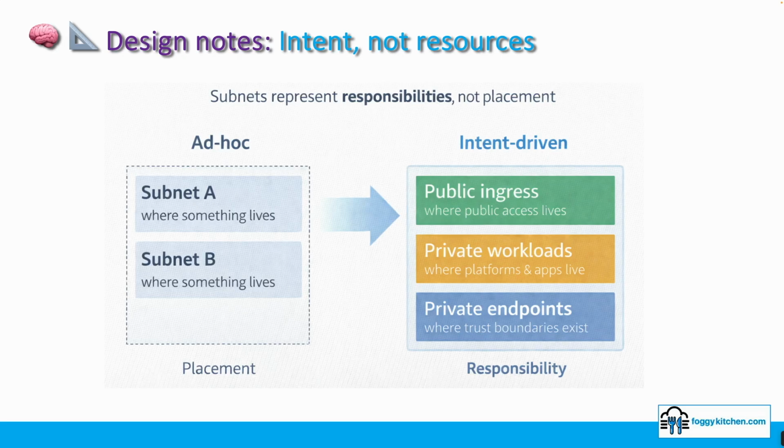Public ingress is not a subnet with public IPs. It's a controlled entry point. Private workloads are not internal resources. They are systems operating under strict, predictable assumptions. And private endpoints are not just connectivity tricks. They are explicit trust boundaries enforced at the network level. This shift from placement to responsibility is what makes a network reusable, scalable, and stable over time.